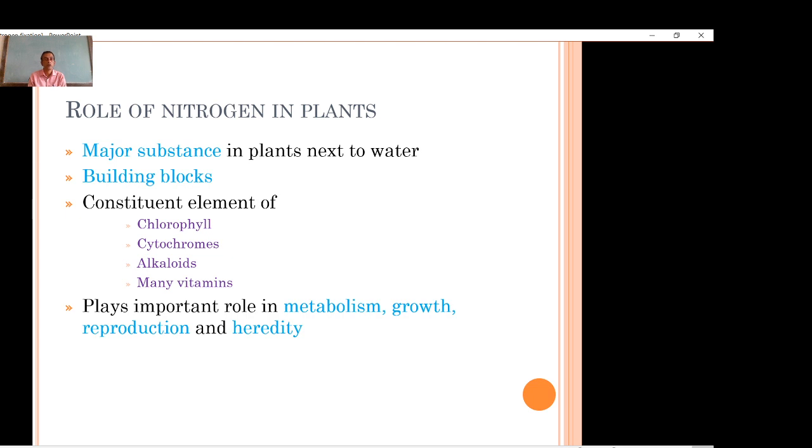Then the next role is that it plays an important role in metabolism. Different metabolic processes also require nitrogen. Then growth, reproduction and heredity. We see one example under heredity. Heredity means transmission of characters from one generation to the next generation, from parent to offspring, which is carried out by DNA, and in viruses by DNA or RNA. And the structure of DNA and RNA is made up of nitrogen. It means in DNA and RNA there is a presence of nitrogen. This is one of the roles of nitrogen.